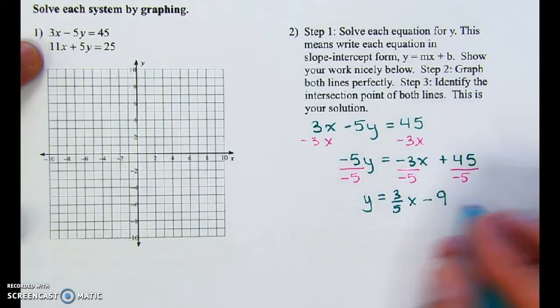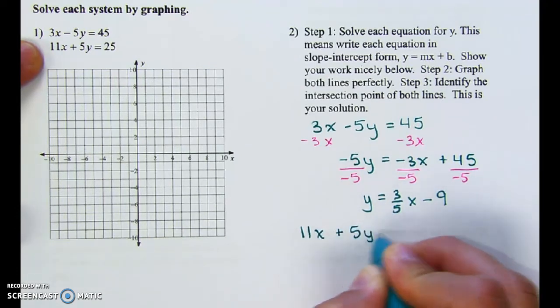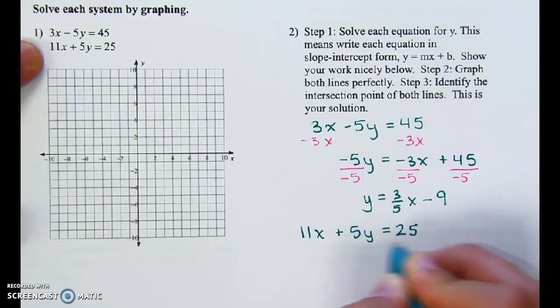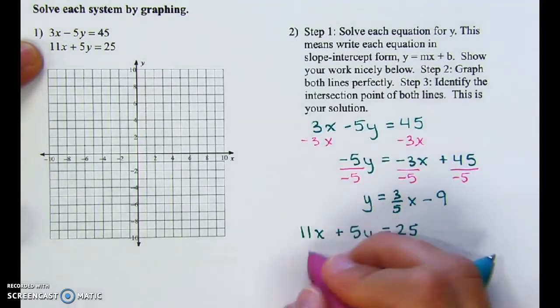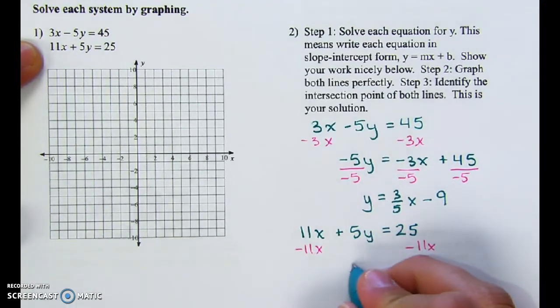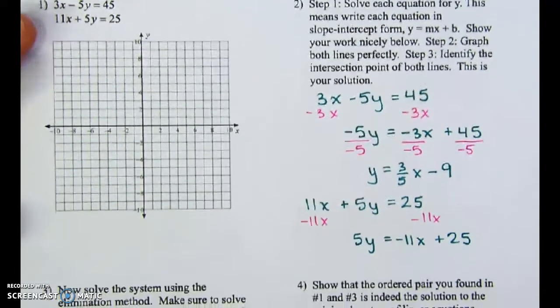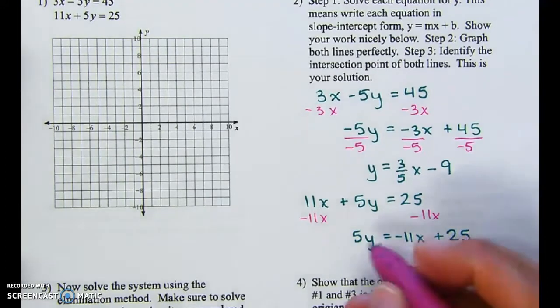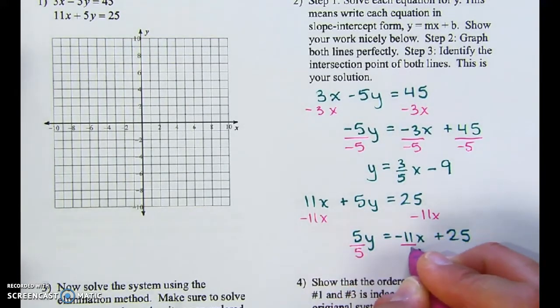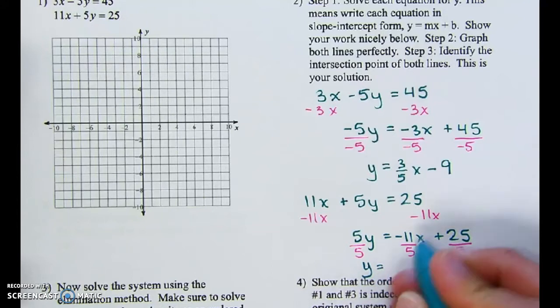Now we need to do the second equation. 11x plus 5y equals 25. Move the 11x's to the other side by subtraction. 5y equals negative 11x plus 25. And what else do we have to do? We got to get the y by itself. So we're going to divide by 5. That's kind of a silly slope, huh? Negative 11 over 5.